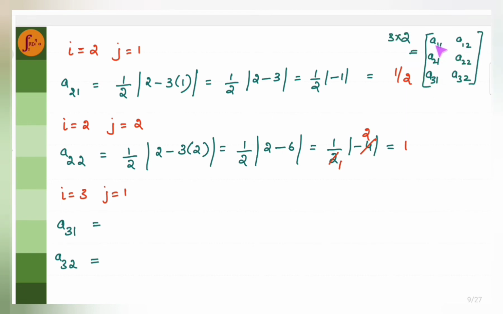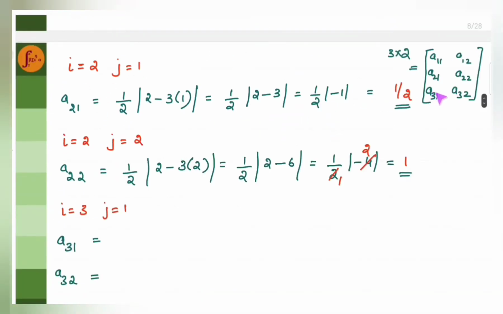So we have found out A11 and A12. Next we'll have to find A21. What is A21? That means I is 2. It's the second row and first column. So I is equal to 2, j is equal to 1. You substitute that and you'll get half. Similarly, you take I is equal to 2. You want to find this element now. I is equal to 2, j is equal to 2. So we'll get 1 as the answer.